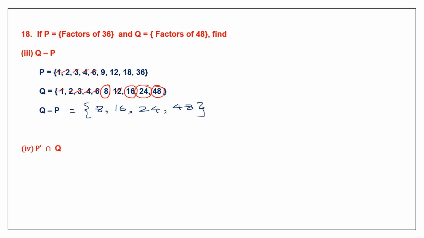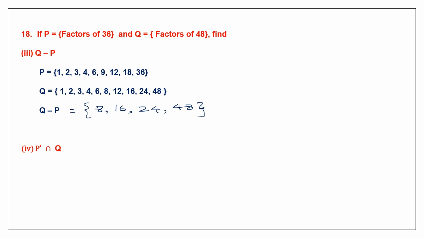Now we need to find the complement of P intersection Q. So once again, let's look at P and Q. Now P dash contains all the elements which are not in P. So what is there in P you leave out, and what is not there in P is what you need to write. So again, if you look, 1 is there, 2, 3, 4, 6. Now 8 is not there in set P.